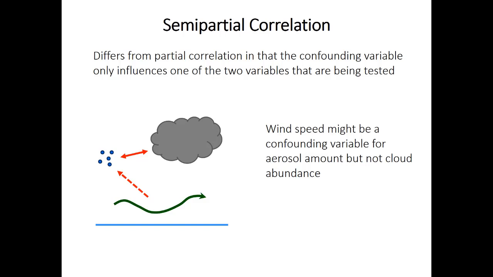In other words, this is basically testing how much aerosols add to our knowledge of cloud abundance, essentially, above and beyond what we'd expect from the effect of wind speeds on aerosols. Do they add anything useful? That's what the semi-partial correlation is basically telling us.